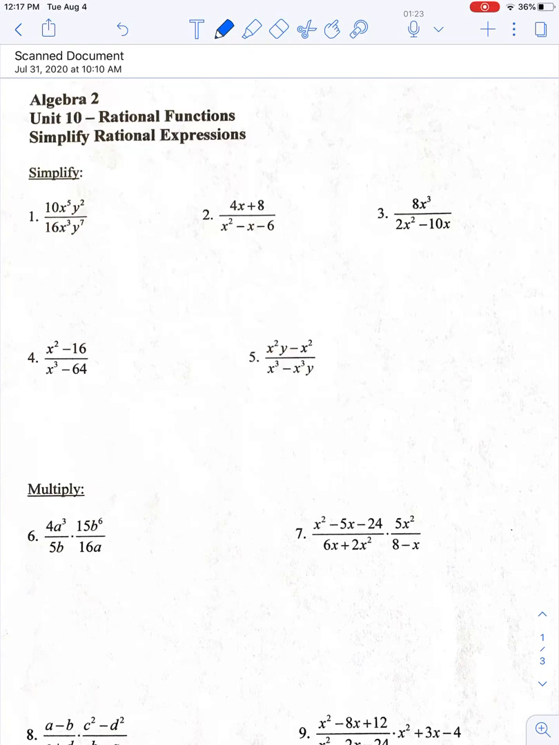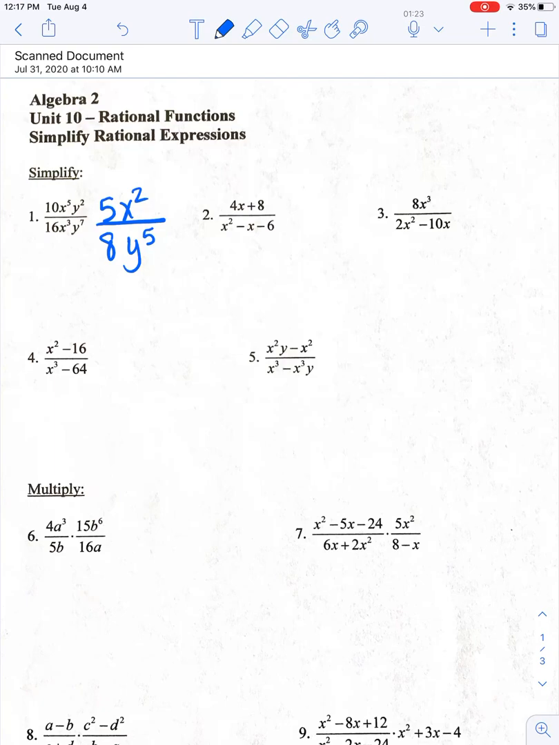Okay, looking at number one. Number one is different from 2 through 5 because number one is a monomial over a monomial, so there's no factoring that needs to be done. You can just cancel. If I look at the 10 and 16, I can reduce by 2, x to the 5th and x cubed, subtracting my exponents here. And with the y's, I'm going to get a y to the 5th, but it's going to be on the bottom because that's where I have more of my y's to begin with. So don't ever write y to the negative 5th. Always just put it wherever you had more of them.